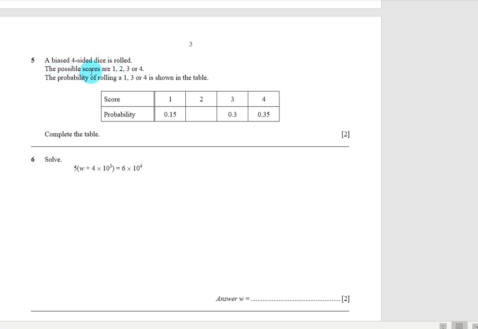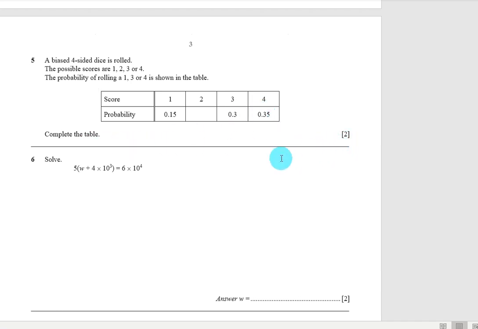The possible scores are 1, 2, 3, or 4. So this is a possible score. The probability of rolling 1, 3, or 4 is shown in the table. So this is the probability of 1, this is the probability of the 3, and this is the probability of 4.